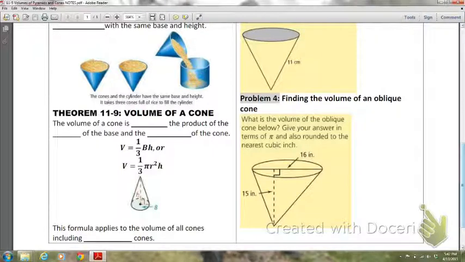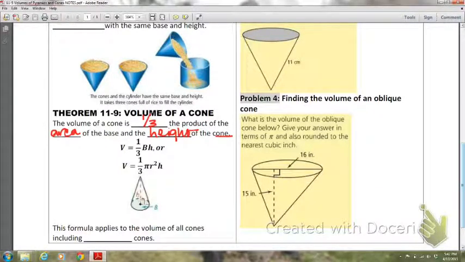So where the volume of a pyramid was 1/3 of the volume of a prism with the same base and height, the volume of a cone is going to be 1/3 of the product of the area of its base and the height of a cone. Okay, so it's similar to a cylinder, only it's 1/3 of the corresponding cylinder.